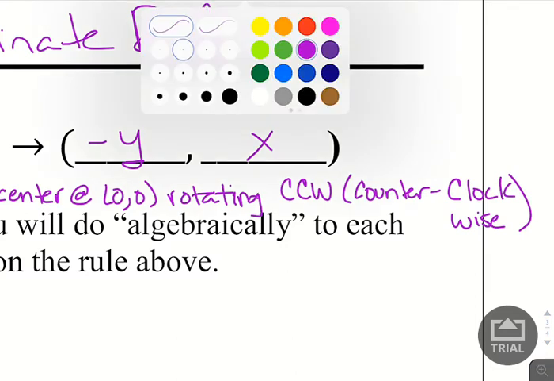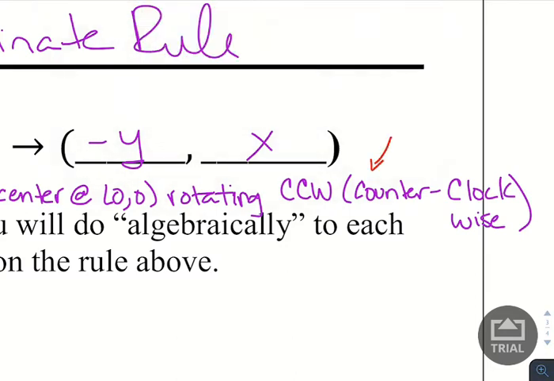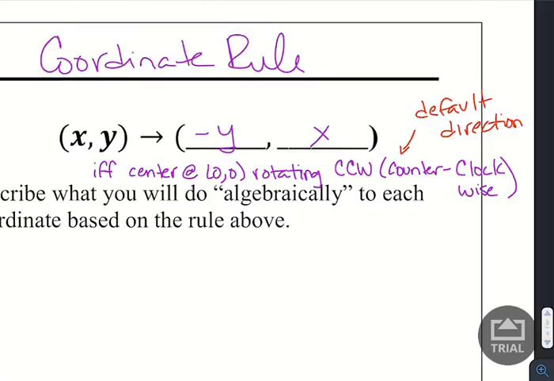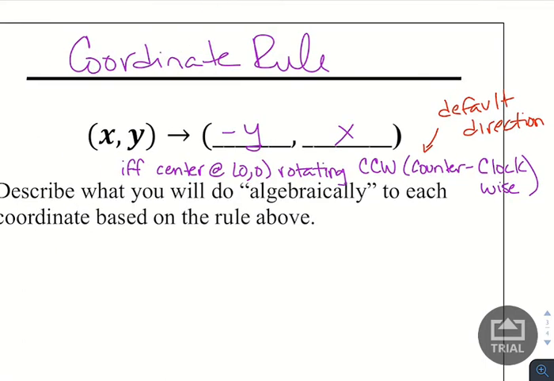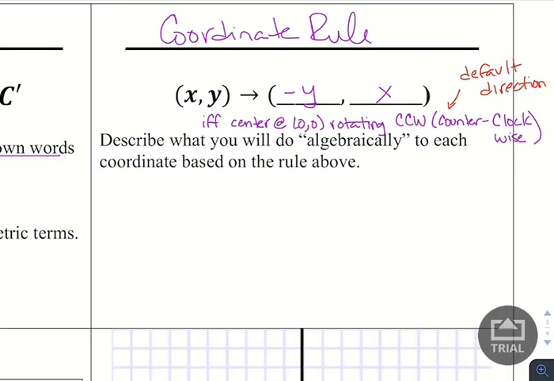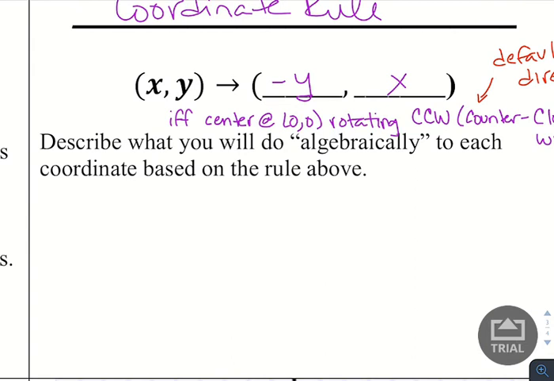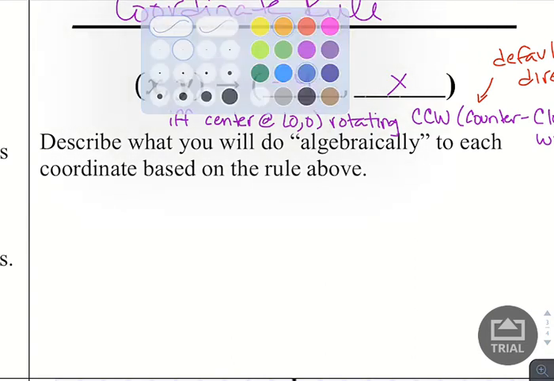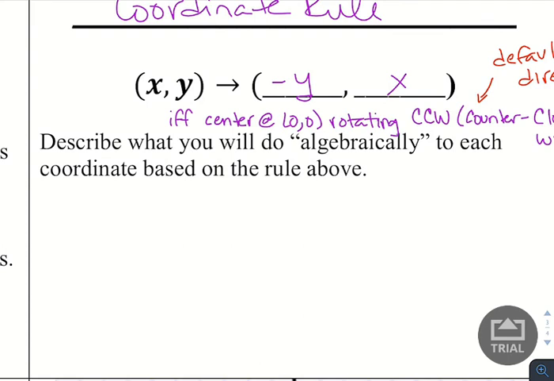Okay, so what does this mean algebraically? Well, three things are actually going on. There are three things going on algebraically. I'm going to help you with this part because it's a little more complicated. So one, you're going to switch the x and y. Okay, so you're going to do a quick flip-flop. Two, you're going to change the sign on the new x.